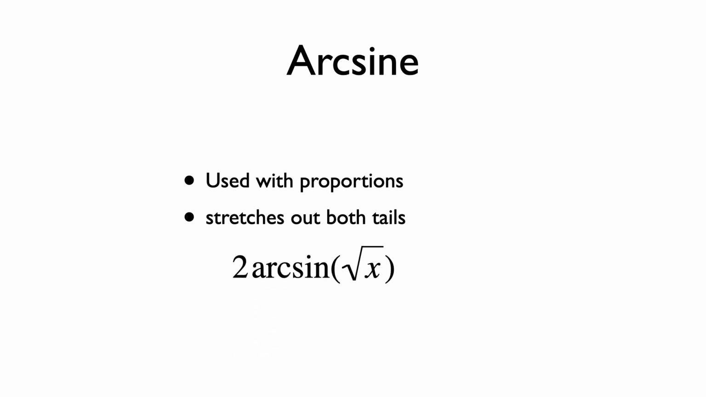So what you actually do, it's not just the arcsine. You take the square root of the original values, and then you take the arcsine of that, and then you multiply that times 2. I don't know why, but it works.